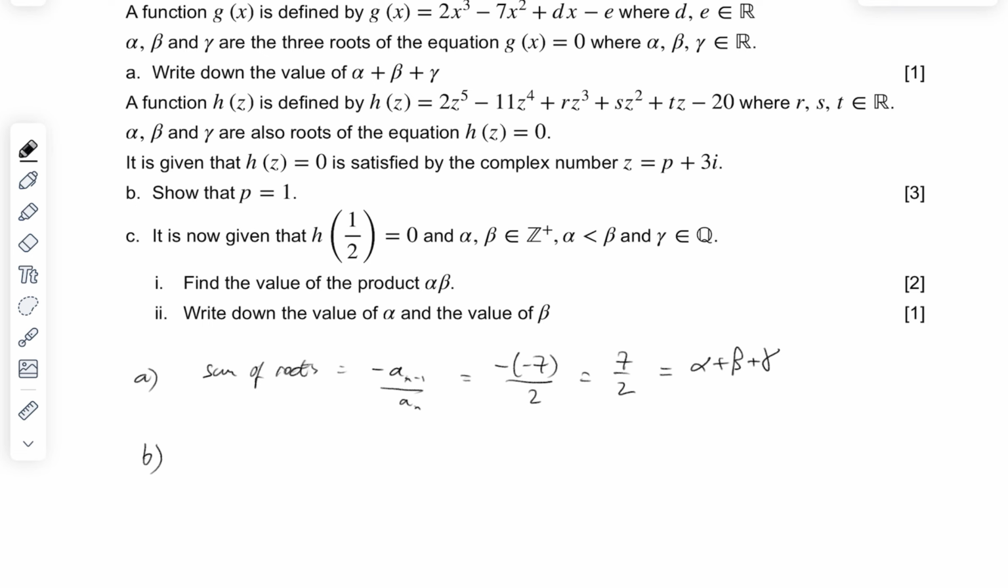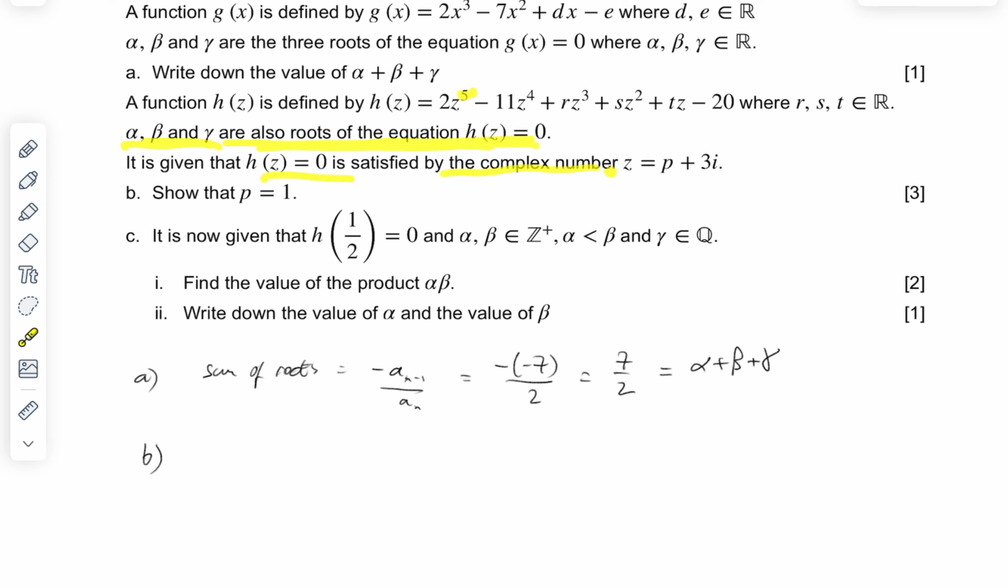Part B. Okay, so what's the new information? A function h of z. So now this could have complex roots. h of z equals this, where r, s, t are real numbers, so all the coefficients are real. It's a real polynomial. Alpha, beta, gamma are also roots. So alpha, beta, gamma are 3 roots, but we're expecting 5 roots. There must be 2 more.